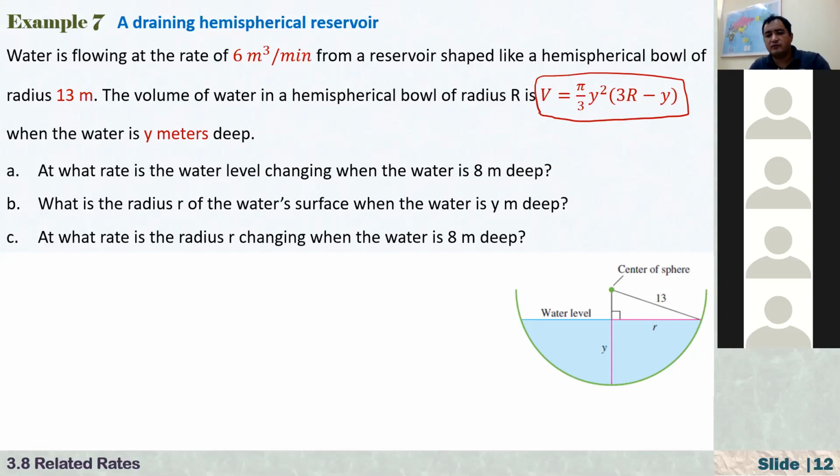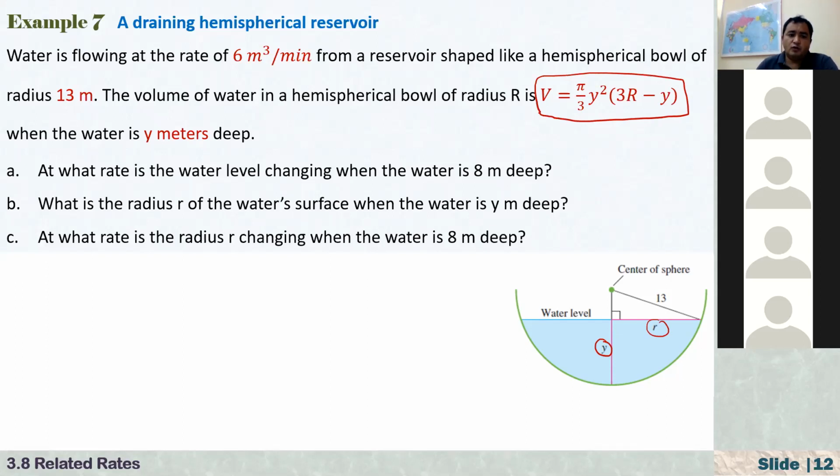And water is flowing into this bowl. Of course, the level of the water, the height of the water, is increasing. When the height of the water is y meters, the radius of the top of the bowl, I mean the water level, is r. The question: at what rate is the water level changing when the water is 8 meters deep?